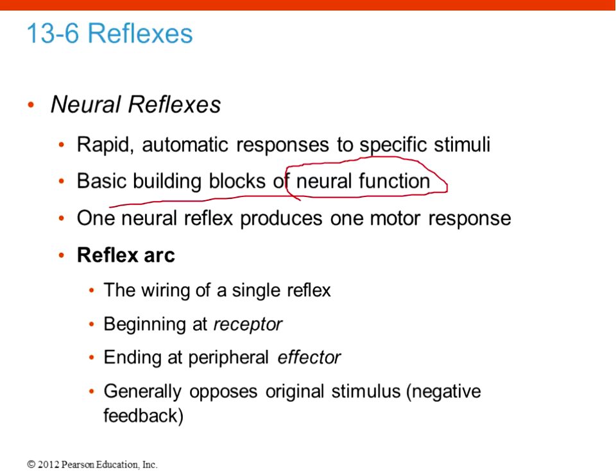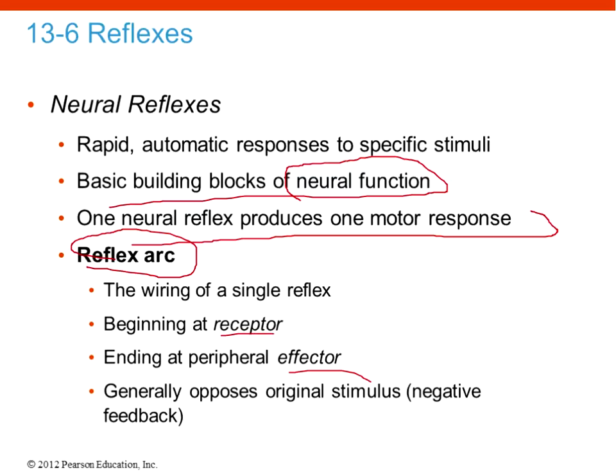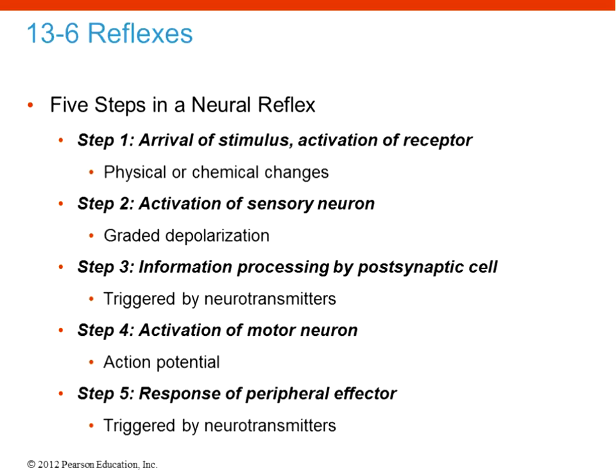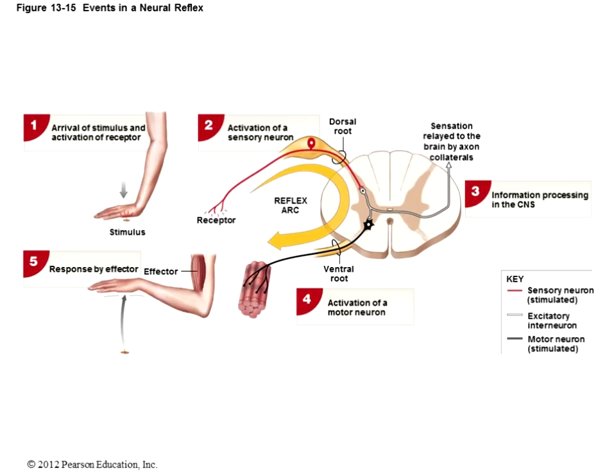So one neural reflex typically produces one motor response, and the wiring of this reflex pathway is again what we call a reflex arc. It begins at a receptor, ends at an effector, and typically is a negative feedback to oppose that original stimulus. Okay? So what we want to do is take a look at the 5 steps involved in the reflex arc, and this is something you want to make sure you have a good understanding of.